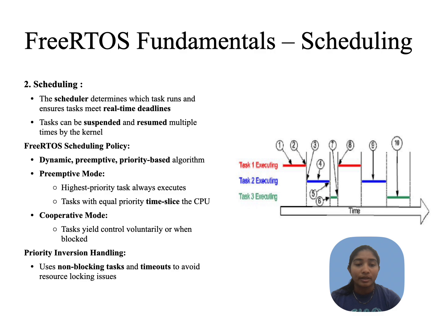In preemptive mode, the highest priority task always runs, and if two tasks have the same priority, they share the CPU time using time slicing. In cooperative mode, tasks yield control voluntarily or when they enter a blocked state, useful for simple or lower power systems. RTOS also addresses priority inversion, a situation where low priority tasks block high priority ones, using non-blocking techniques and timeouts to reduce locking issues and maintain system responsiveness.